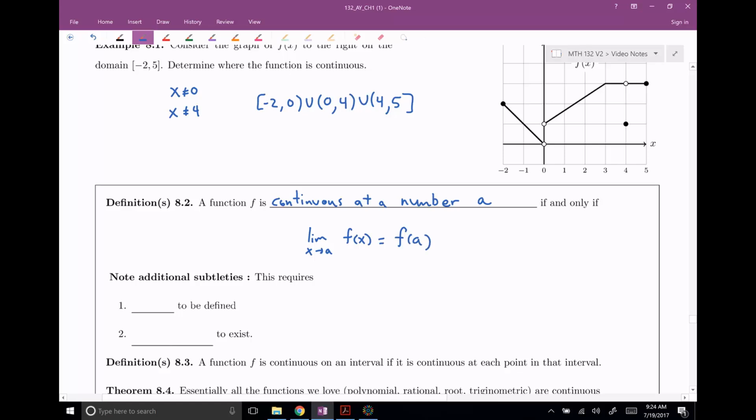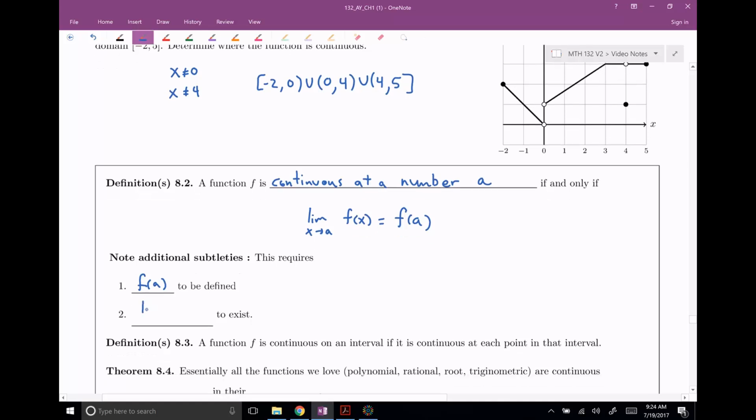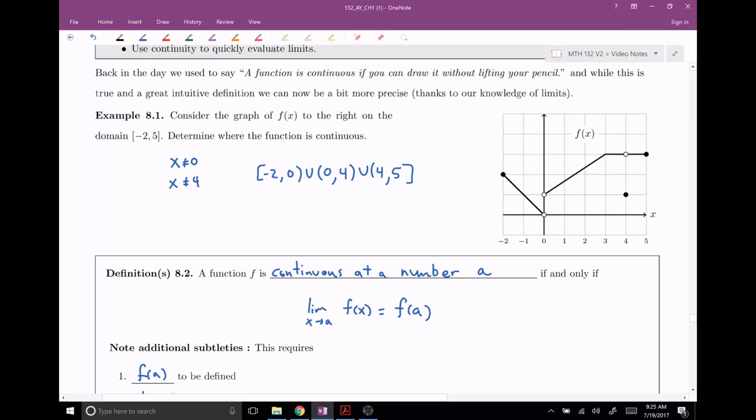So note, there are some additional subtleties here. This requires, first of all, that there is a value f of a, so this needs to be defined. And then also, it assumes that the two-sided limit exists. So notice if we go back up here, we can see that in this first case at 0, the left-hand limit and the right-hand limit are not equal to each other. So in this case, the two-sided limit doesn't exist, so it's not continuous.